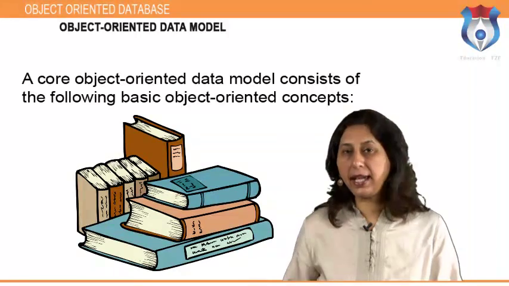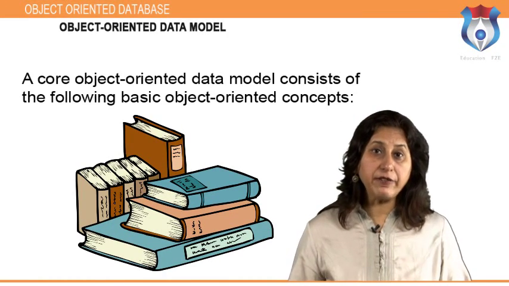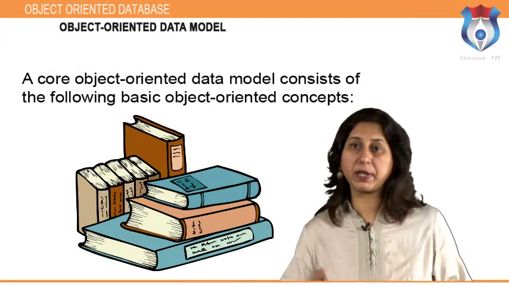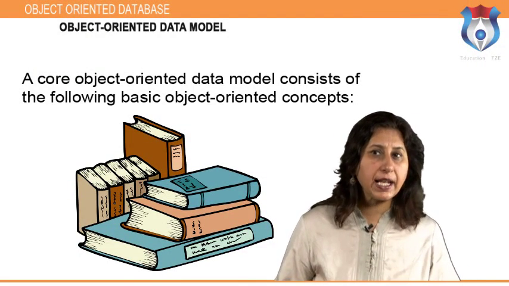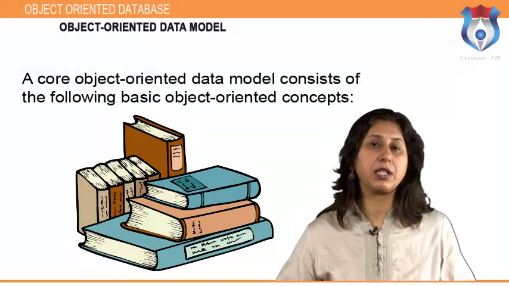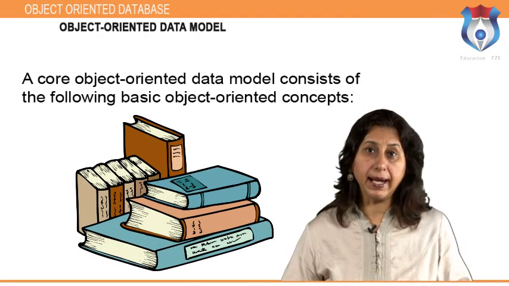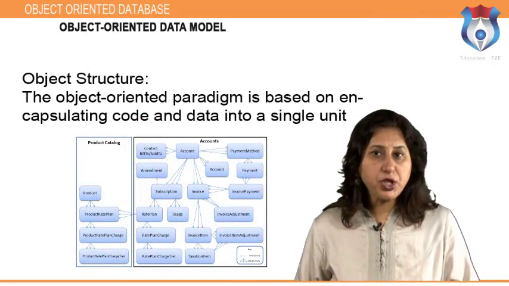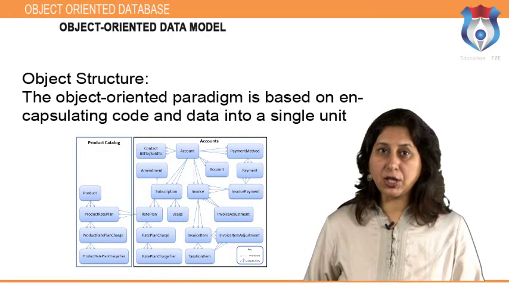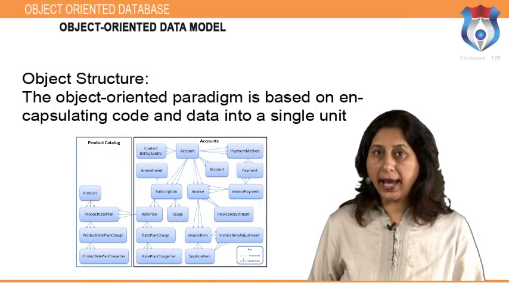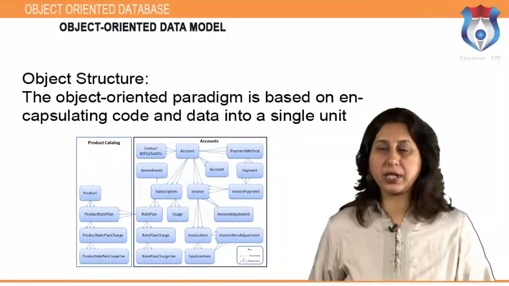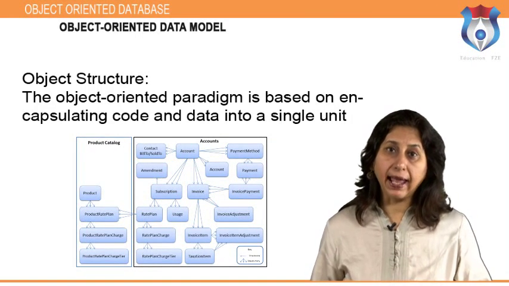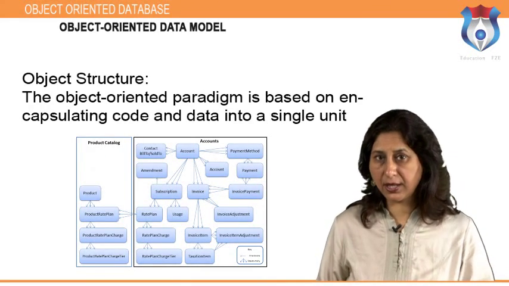Class hierarchy and inheritance. Derive a new class, subclass, from an existing class, superclass. The subclass inherits all the attributes and methods of the existing class and may have additional attributes and methods. The object-oriented paradigm is based on encapsulating code and data into a single unit. Conceptually, all interactions between an object and the rest of the system are via messages.